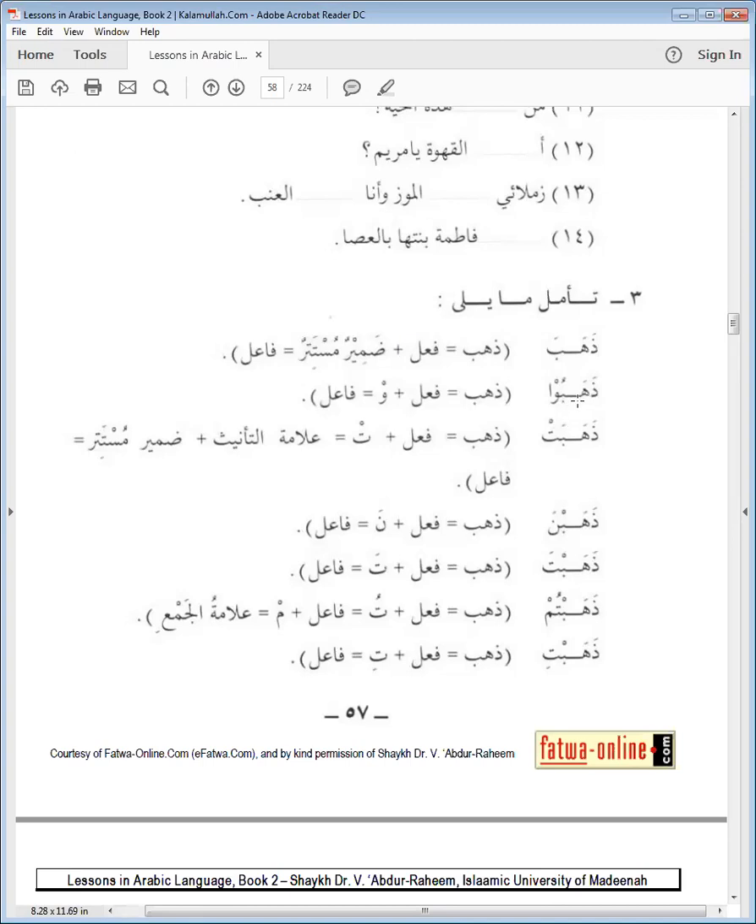In the case of dhahabu, dhahaba is the fi'l again, and then you have the waw at the end, which is the fa'il. Waw al-jama'ah is the fa'il, the doer of the verb, right?